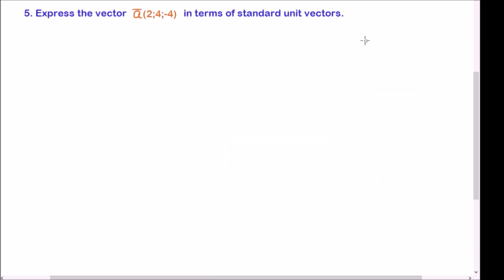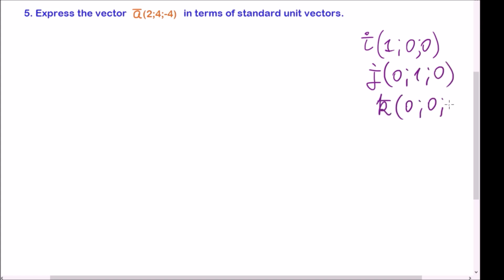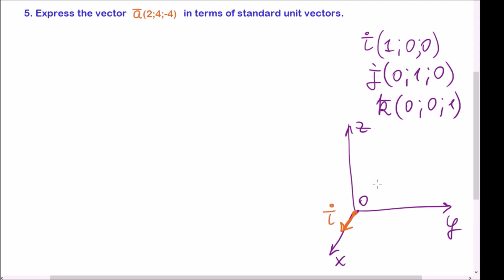The standard unit vectors, it's vectors i with the coordinates 1, 0, 0, j, 0, 1, 0, and the vector k with the coordinates 0, 0, 1. In three-dimensional space x, y, z, vector i, it's the unit vector in the direction of the x-axis, j, it's the unit vector in the direction of y-axis, and vector k in the direction of the z-axis.